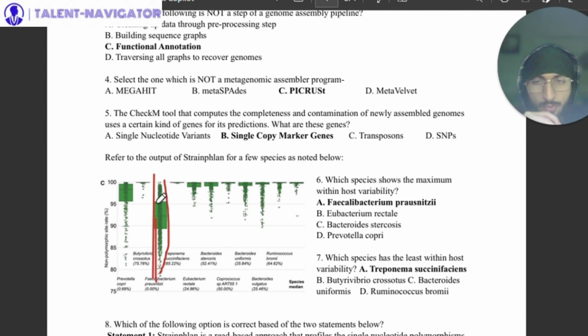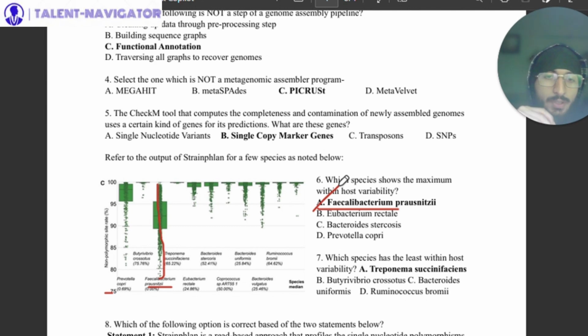As you can see, the box plot is also varying, and we have outliers a lot, reaching the non-polymorphic site rate as 80% and crossing that as well, right? Crossing it to this point. So that is this Faecalibacterium prausnitzii, right? Which species has the least within host variability? So you can check from that. This is the least one. That is this one. Okay, pretty easy question.